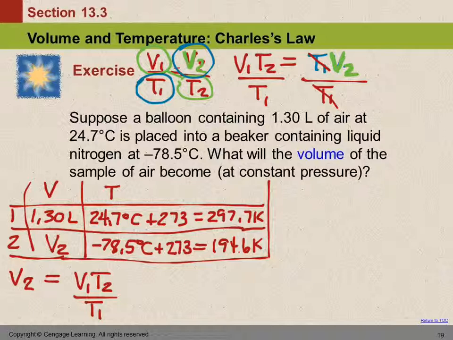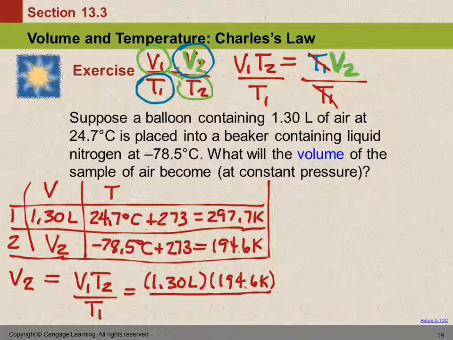We've done all the hard stuff now. We've got an equation that's set up to solve for what we need. We have everything labeled in our table. Now all we have to do is plug numbers in for these variables. V1 is 1.30 liters, and T2 is 194.6 Kelvin. And that's going to be divided by T1, which is 297.7 Kelvin.